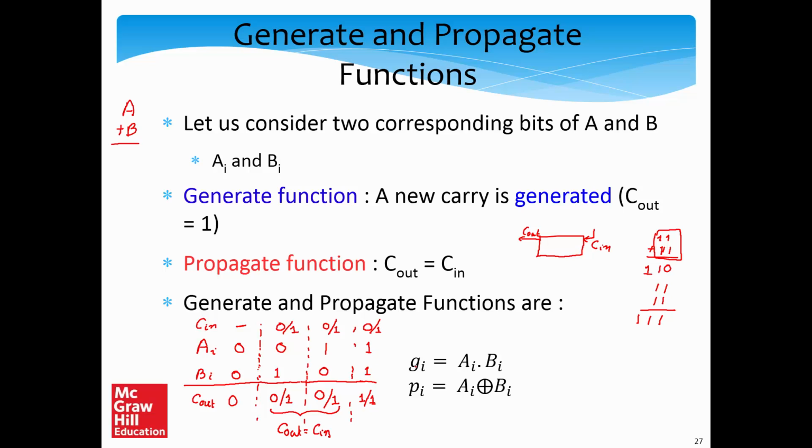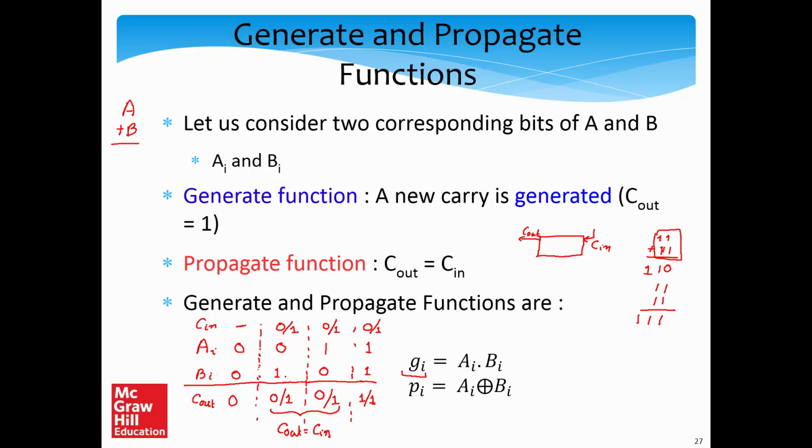So what we can say is that if AI and BI both of them are 1, which is when AI and BI is true, this combination of bits, or this block, which has one bit of A and one bit of B, is generating a carry. So when do you generate a carry? You generate a carry when, irrespective of the input carry, you always generate an output carry. That will happen if AI is 1 and BI is 1. So I can define a function gi which is AI and BI. If gi is true, a carry is always generated.